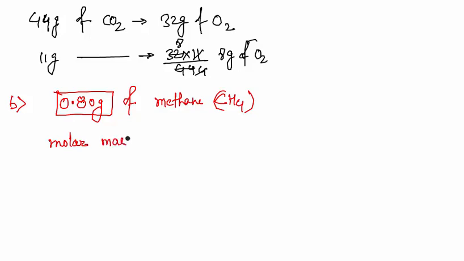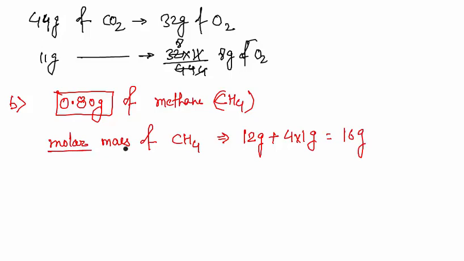So the molar mass of CH4 will be: C is 12 gram, that is 1 atom, plus 4 atoms of hydrogen. The molar mass of a hydrogen atom is 1 gram, so it is 4 into 1 gram. Overall it will be 16 gram. So that is the molar mass of CH4.